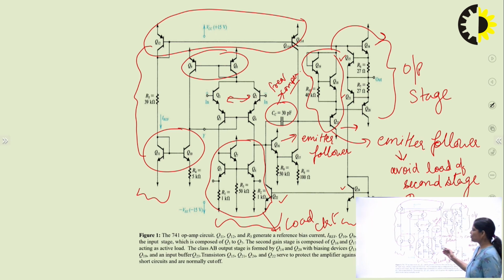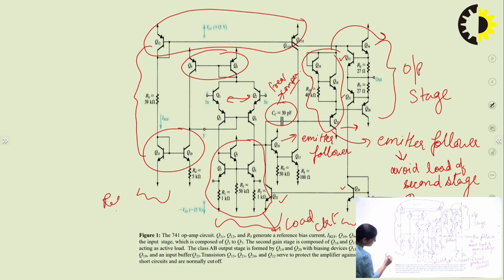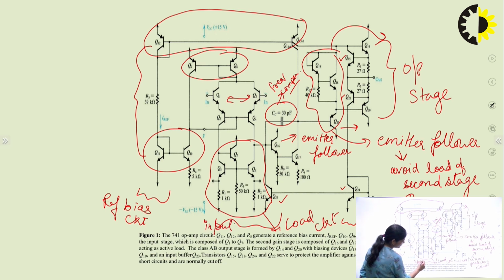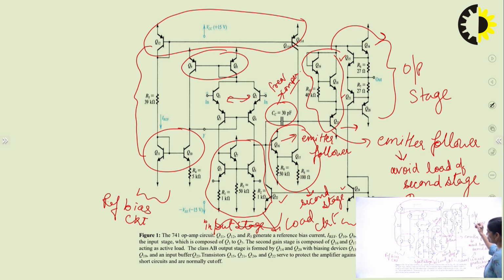Okay. Now, how many stages are there in this internal structure of the operational amplifier? Reference bias circuit, this one is the input stage, this is your second stage, this one is your output stage, and this one is your short circuit protective circuit. So 5 stages are there in this internal structure of the operational amplifier.